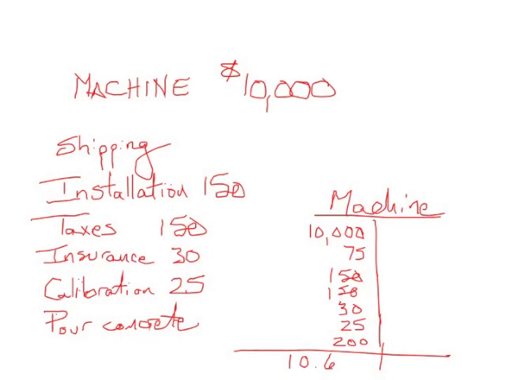And so the cost of that machine, the depreciable cost, would be $10,630, not just the $10,000 that you paid for it. So that's yet one more example of what costs are depreciable.